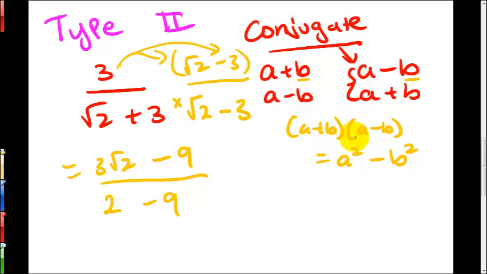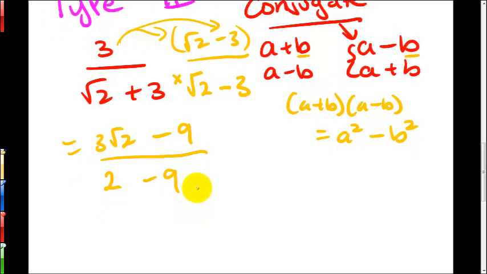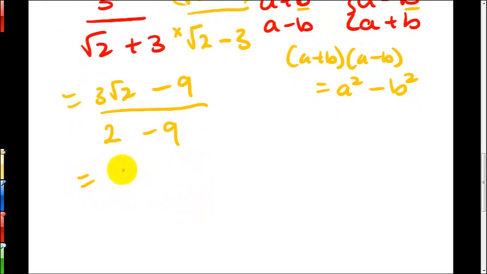See? One's a plus, one's a minus. So for root 2 and 3, it's going to be the first one squared. So root 2 squared, which is 2, because the square root and the square cancel out. And then it's just 3 squared, and there must be a minus in between them. Perfect. So my final answer is 3 root 2 minus 9 over minus 7. And that can't get simplified at all because there's no common factor.